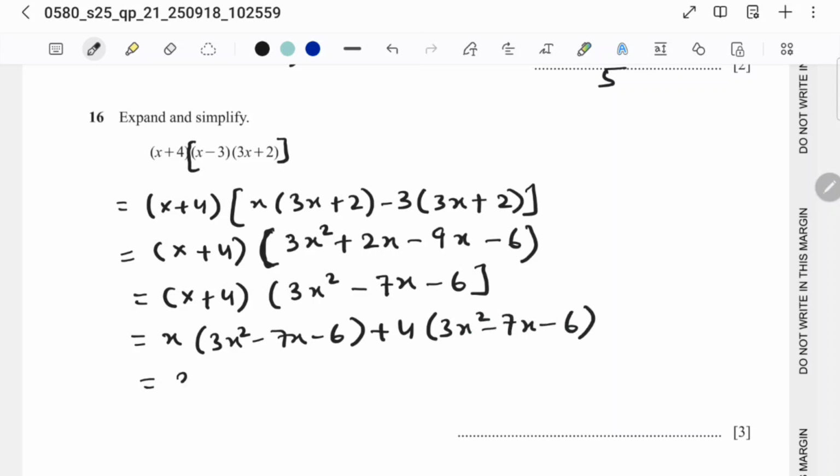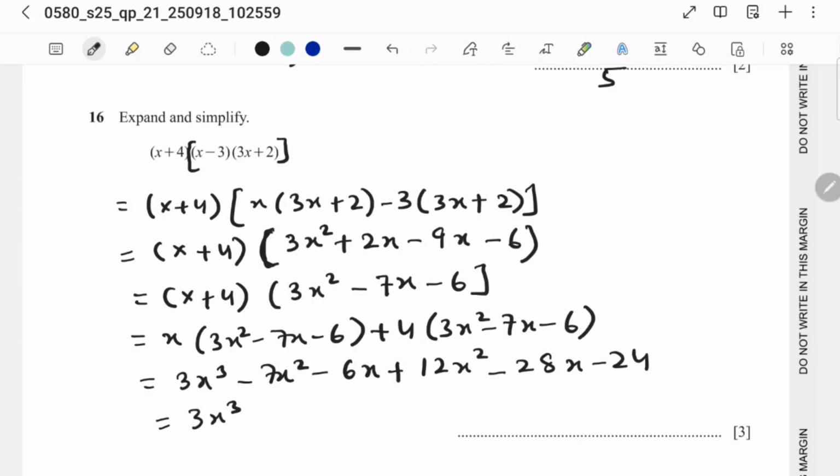Now multiply: 3x cube minus 7x square minus 6x. 4 3s are 12x square. 4 7s are 28x and minus 24. Now simplify. That is becoming 3x cube. Minus 7x square and plus 12x square will become plus 5x square. And minus 6x and minus 28x will become minus 34x.